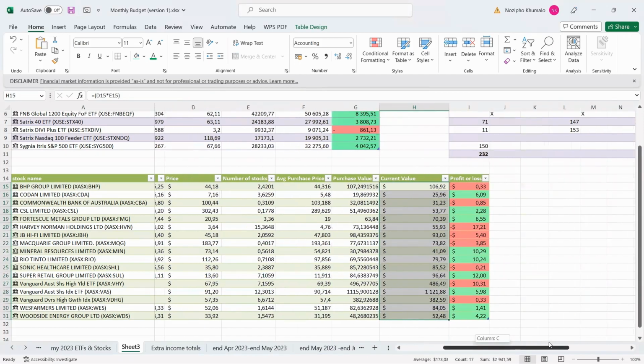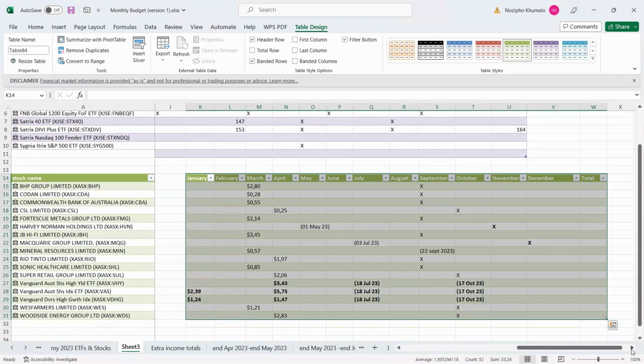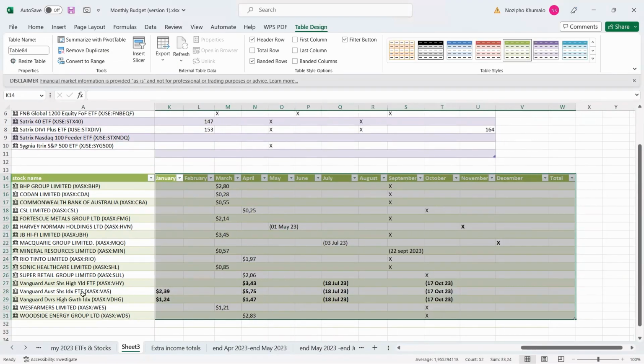Then the same thing applies for dividends. As you can see, I've already been paid dividends. In January, I received dividends from VAS and VDHG. Then in March, I got all these dividends from BHP, Codan, Commonwealth Bank, Fortescue Metals, JB Hi-Fi, Mineral Resources, Sonic Healthcare, as well as West Farmers. Then in April, I received from CSL, Rio Tinto, Super Retail Group, all 3 ETFs, as well as Woodside Energy. Then in May, I'm expecting a dividend from Harvey Norman.